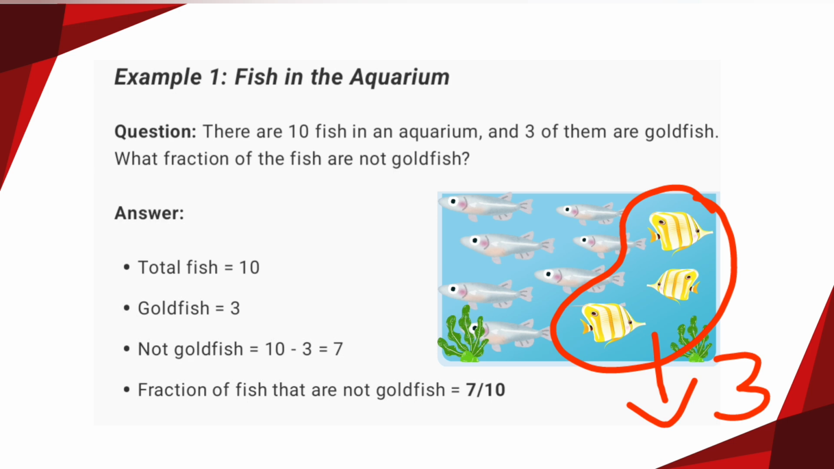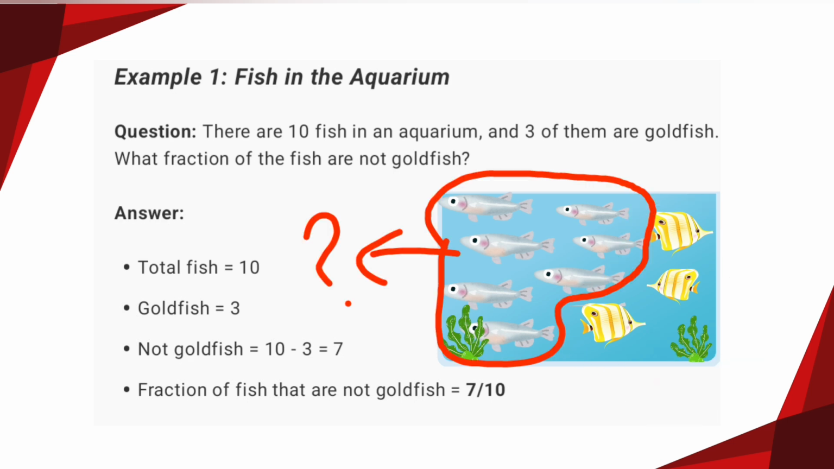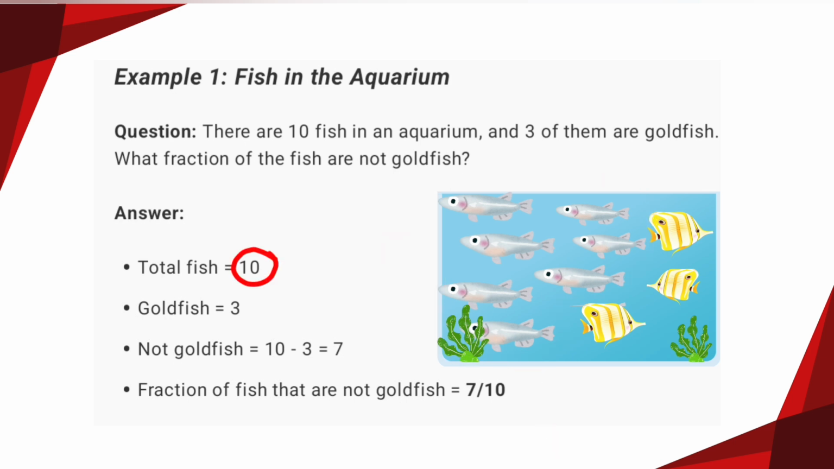Then what fraction of the fish are not goldfish? Now we have to write the fraction for those which are not goldfish. So out of this 10, 3 are goldfish. So what we have to do? We have to subtract 3 from 10. Then we will get 7. Okay. So the numerator is equal to 7. So the fraction of fish that are not goldfish is 7 bar 10.